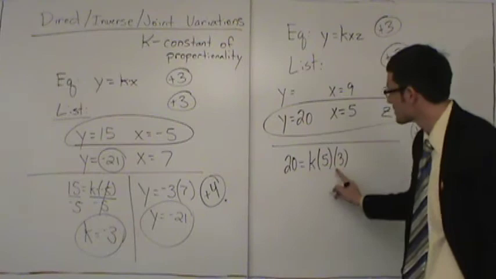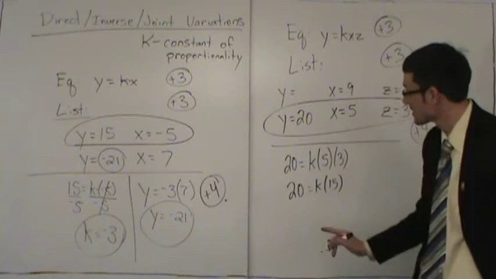And again, what are we interested in here? Are we interested in the 20 or the 15? Hopefully you say, well, we have to get k by itself, so we have to get rid of the 15.